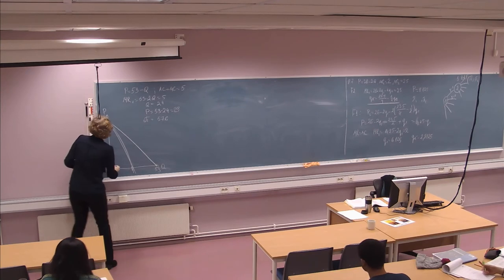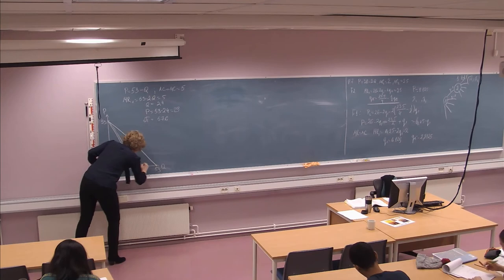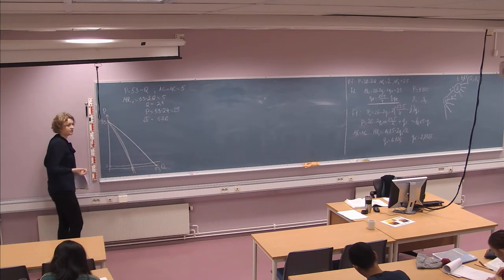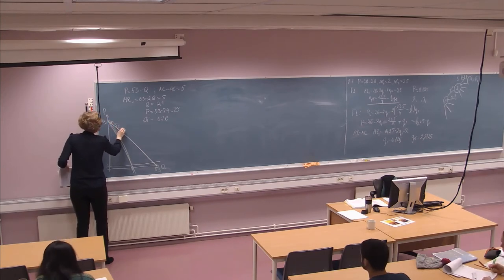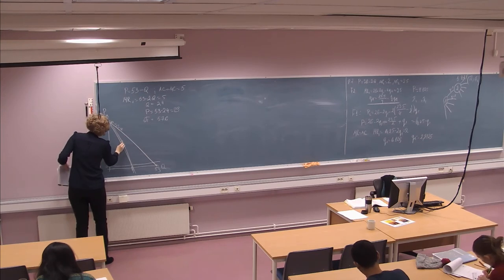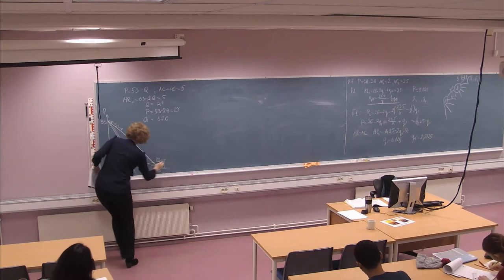And here, somewhere where it is equal to 5, I have my linear costs. I say that marginal costs are equal to marginal revenue. So it is some linear stuff. So this is demand. Say this is price equal to 53 minus Q. This is marginal revenue. And this is marginal cost equal to 5.